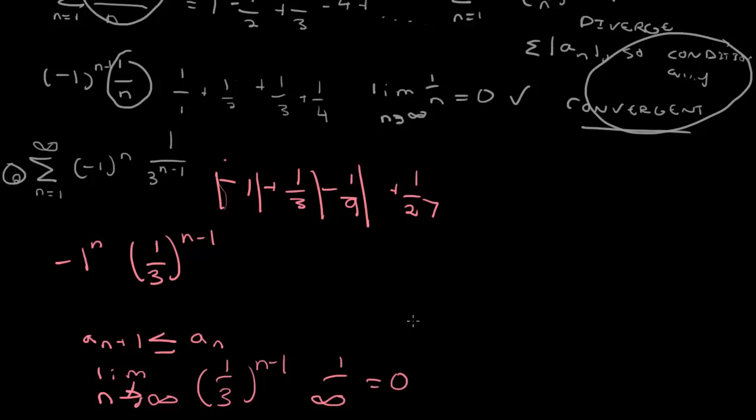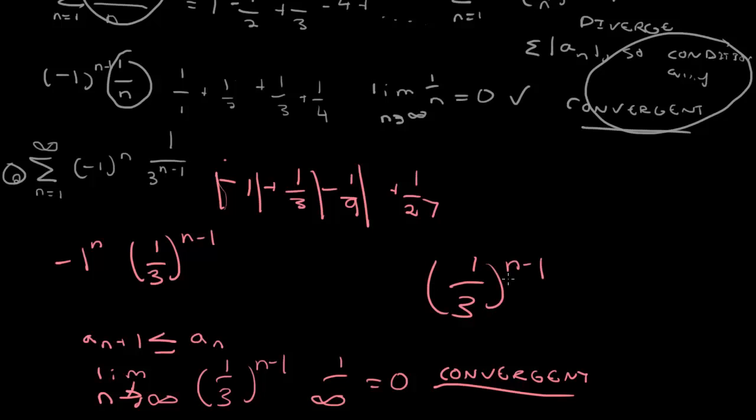And now, so it's convergent, and if we check for absolute or conditional convergence, we can take that (1/3)^(n-1), and it's a geometric series, and our r value is 1/3, which is in fact less than 1. So the absolute value of this series will also converge, so this is absolutely convergent.